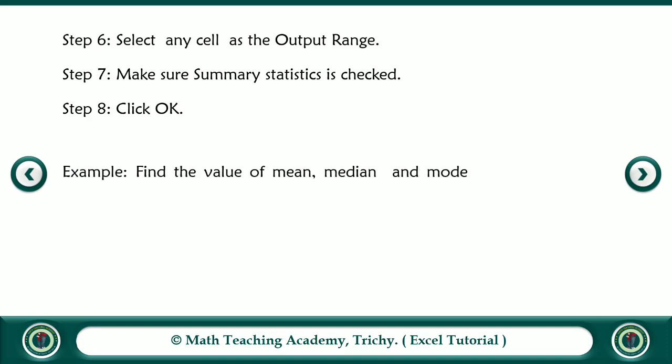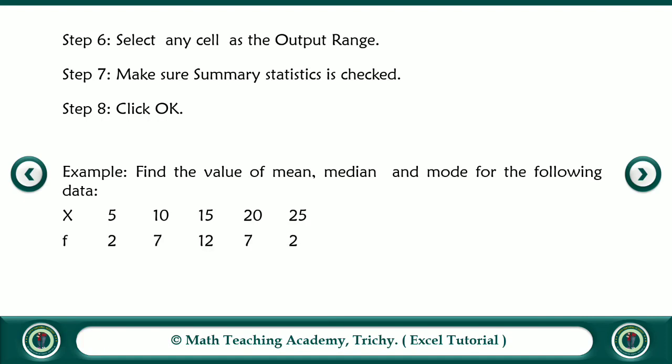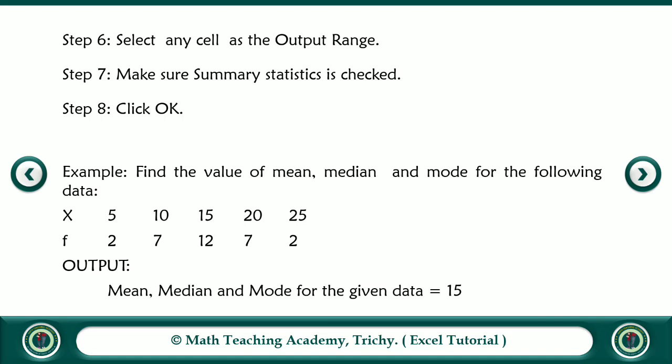Have a look at this example. Find the value of mean, median and mode for the following data. Here it has been given that X is 5, 10, 15, 20, 25 and F is 2, 7, 12, 7, 2. Now we are going to find the mean, median, mode for the above given series. Here the output is: mean, median and mode for the given data is 15.